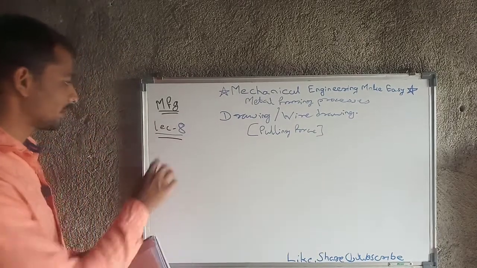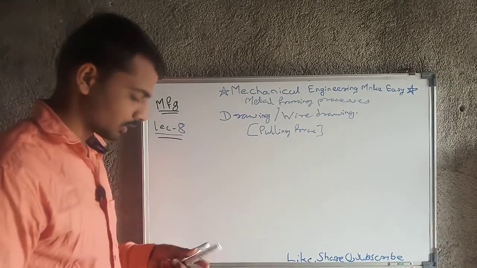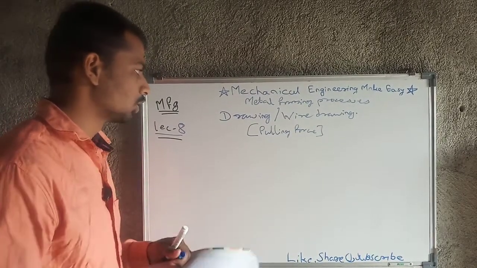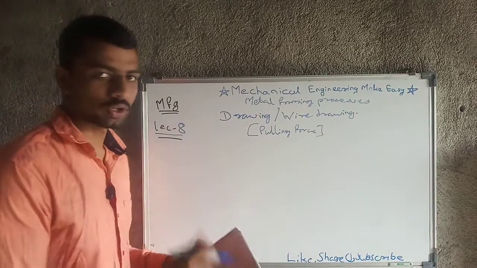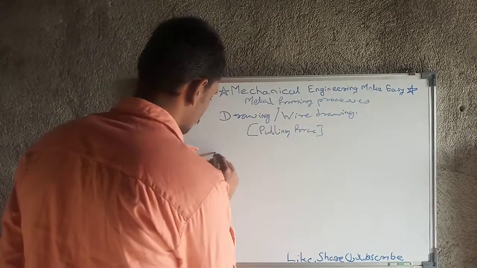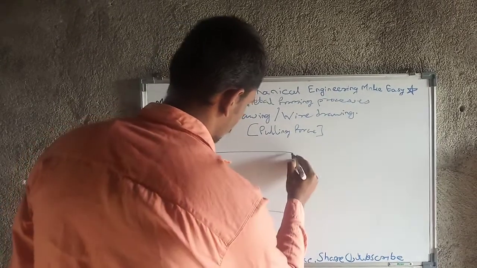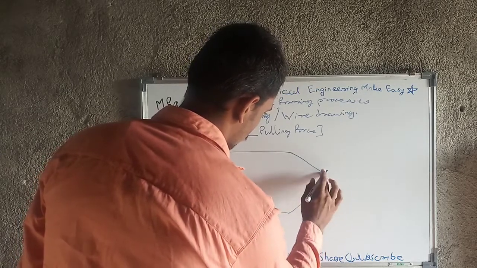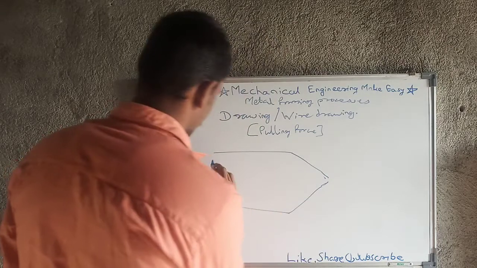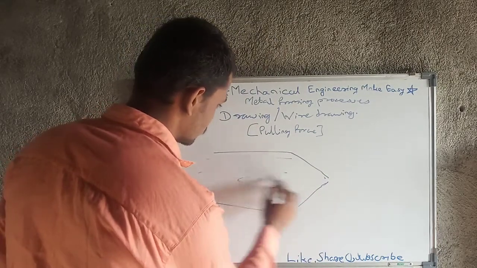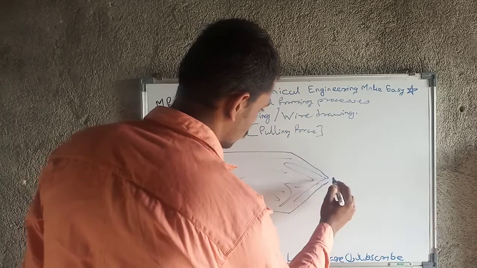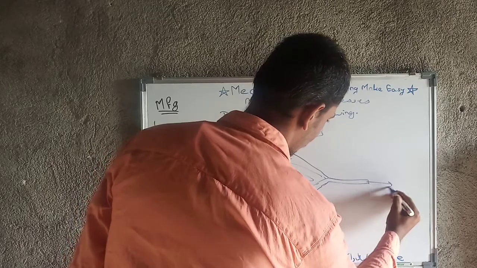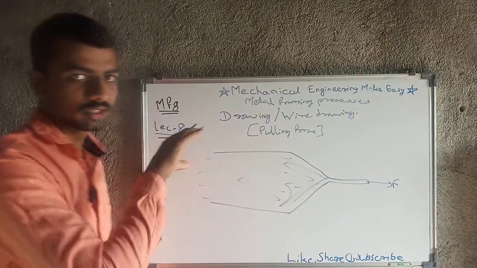This is the 8th lecture of manufacturing, and we are moving with metal forming processes. Today's topic is drawing, or wire drawing. If this is the figure I am drawing here, the material will go through such a small hole, and the pulling force is applied here.